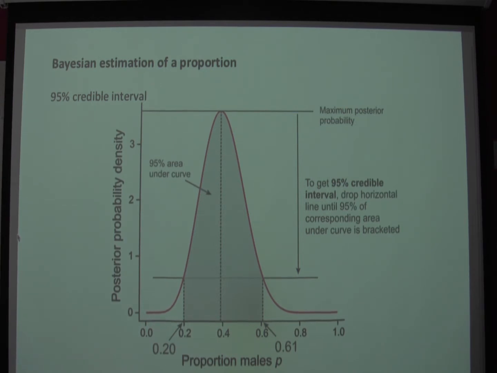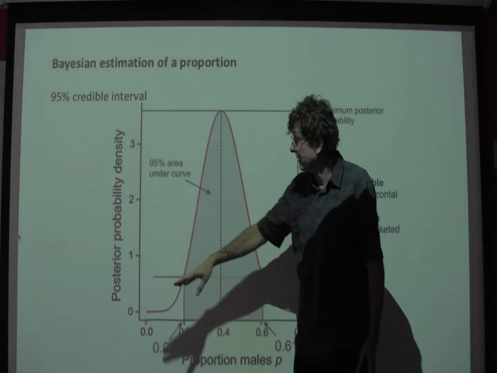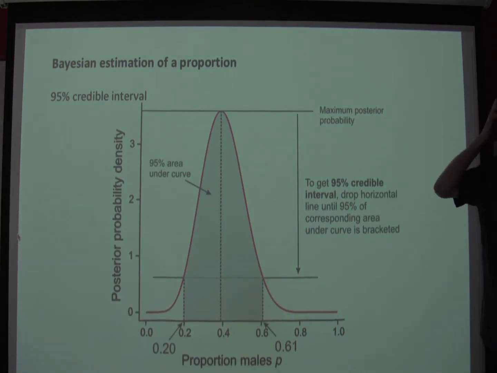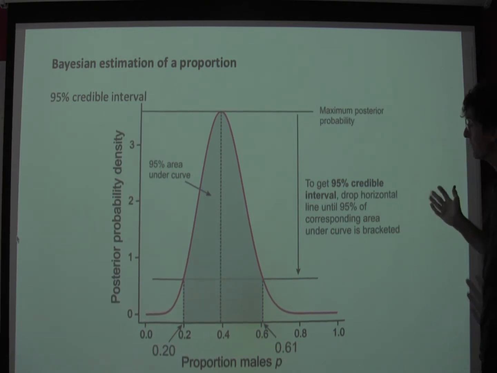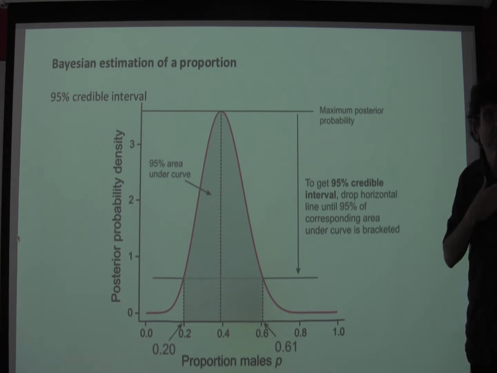The other thing that's different about estimation in a Bayesian framework is that what we get out of this, as I showed you with the red curve, is a posterior probability distribution, which has a maximum. So that's the estimate of the maximum. You don't get the maximum likelihood estimate, we get the maximum probability estimate.